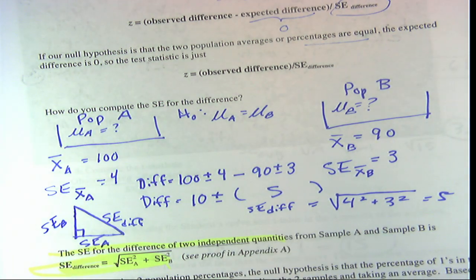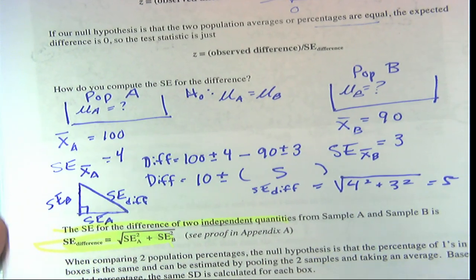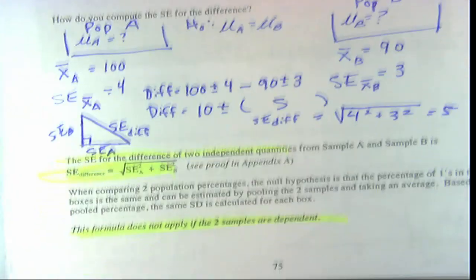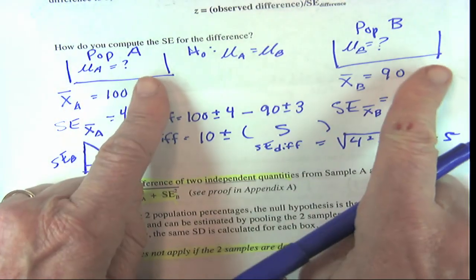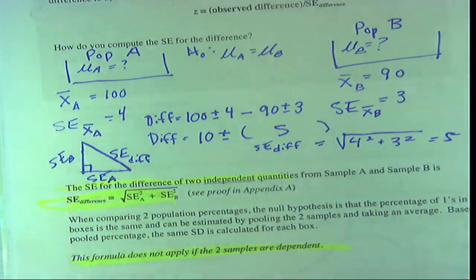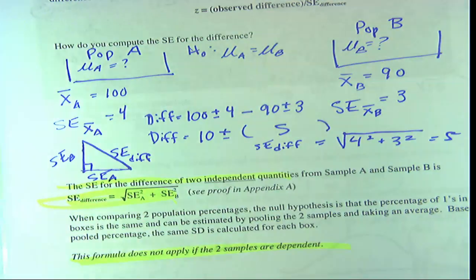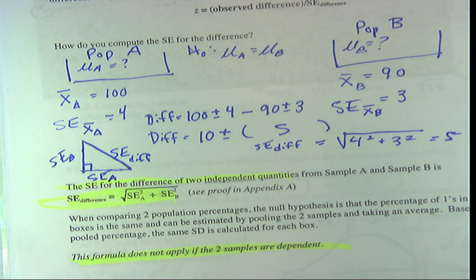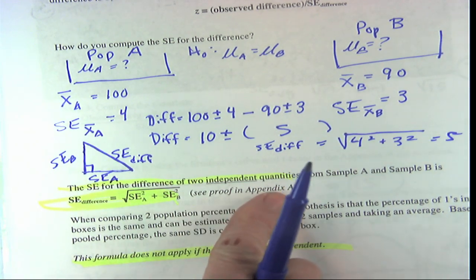All right. So, of course, this formula does not apply if the 2 samples are dependent. And you can understand why, because if they were dependent, it would be bigger than that. If they were negatively correlated, when one went up, the other one would go down, and you'd have a bigger spread. And it would be smaller than that if they were positively correlated. Okay, so it depends on them being independent.